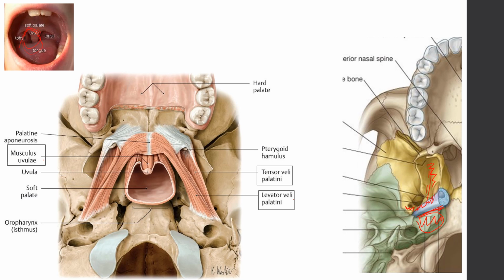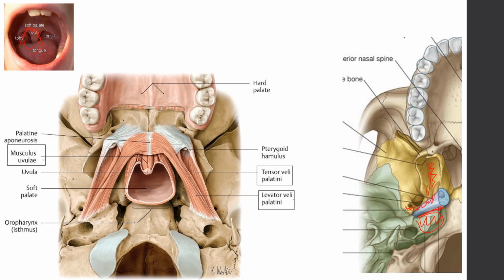So the 5 pairs of muscles of the soft palate are involved in making speech and pronunciation, and also in closing the nasopharynx during swallowing and preventing regurgitation of food into the nasal cavity during swallowing.